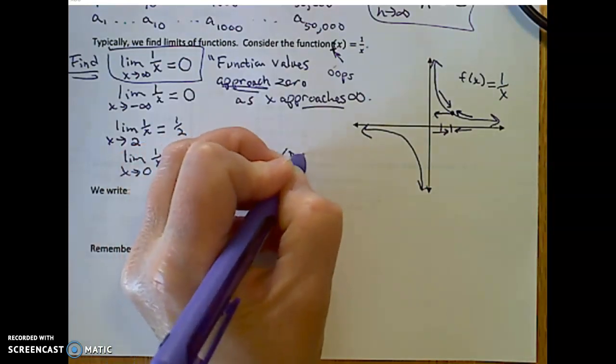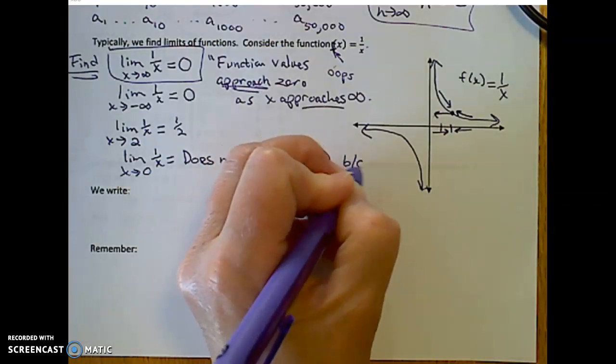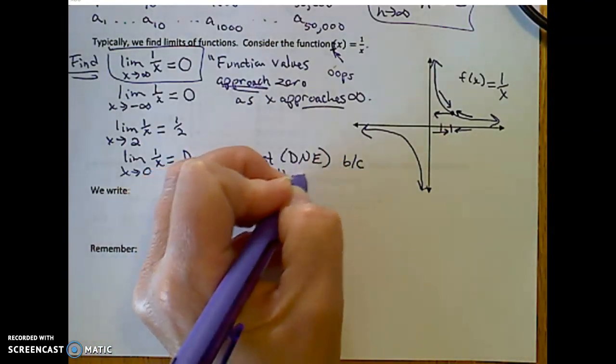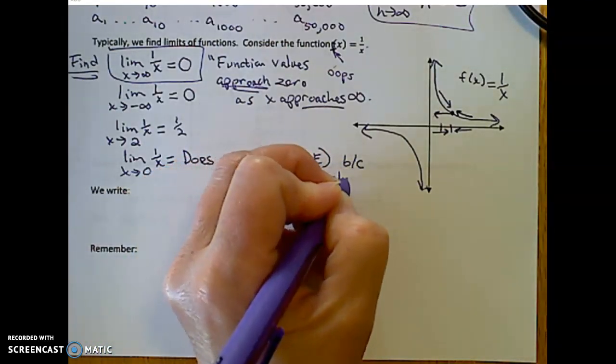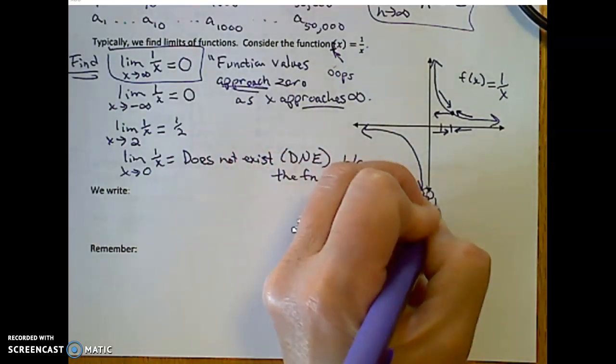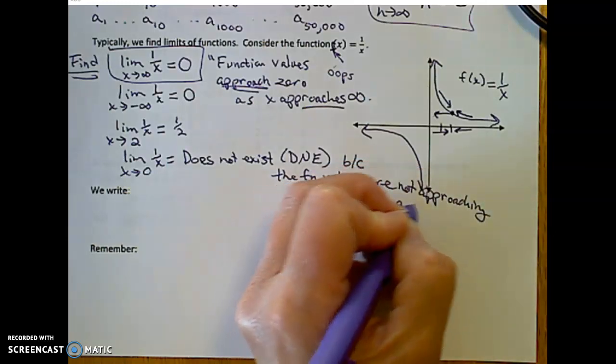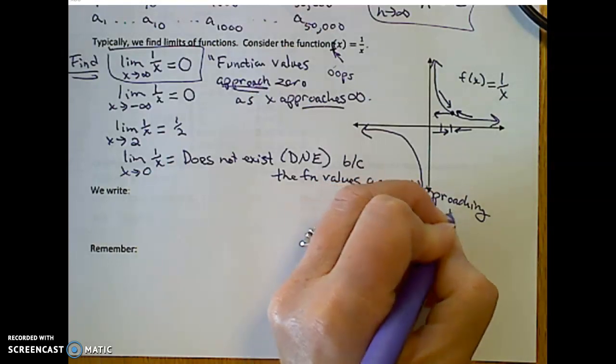We abbreviate that as DNE, does not exist, because the function values are not approaching a single value. My function values are not approaching a single output.